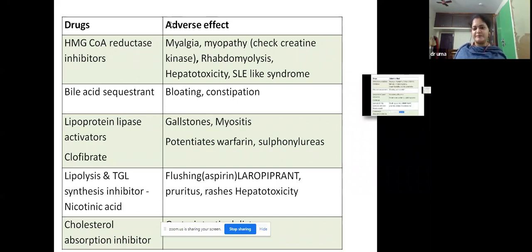Now a newer drug known as laropiprant is an anti-flushing agent used along with nicotinic acid, but it itself does not have any hypolipidemic effects. It produces pruritus, rashes, and hepatotoxicity. And cholesterol absorption inhibitors mainly produce GI distress.